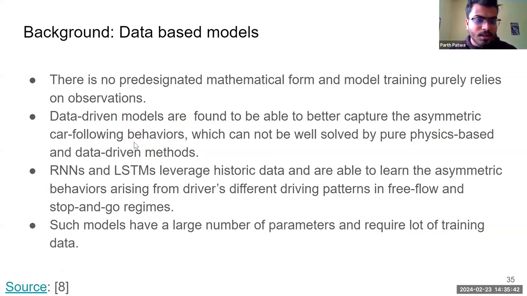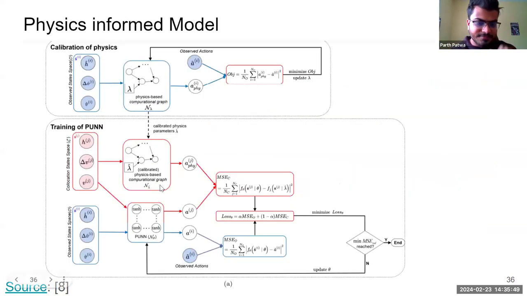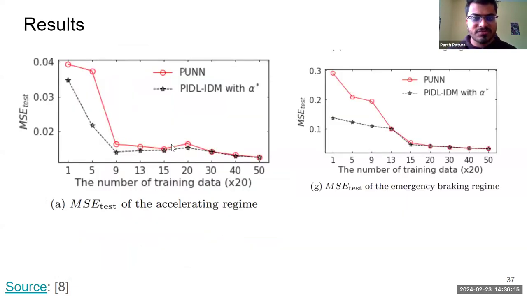And they use RNNs and LSTMs, which is intuitive here because we have sequential data. So what the paper tries to do is we have this physics uninformed neural network, and we have a physics model, which is also being calibrated as we see the data. And we output the acceleration based on the physics model, based on the neural network and the observed one. Then the loss combines both the traditional loss function as well as a physics-based loss function.